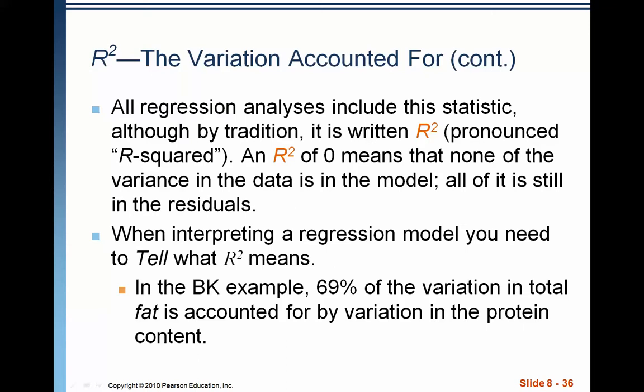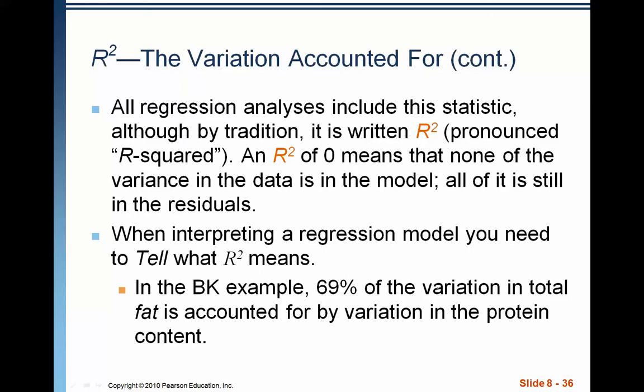An R-squared of 0 means that none of the variance in the data is in the model. All of it is still in the residuals. So if all of the variance is in the residuals, it means it's not a fantastic model. An R-squared of 0 means that it's a bad model because the variance is all in the residuals. Whereas an R-squared that is very high and close to 1 means that the variance we're seeing is accounted for in the model and not in the residuals, so therefore it's a good model.